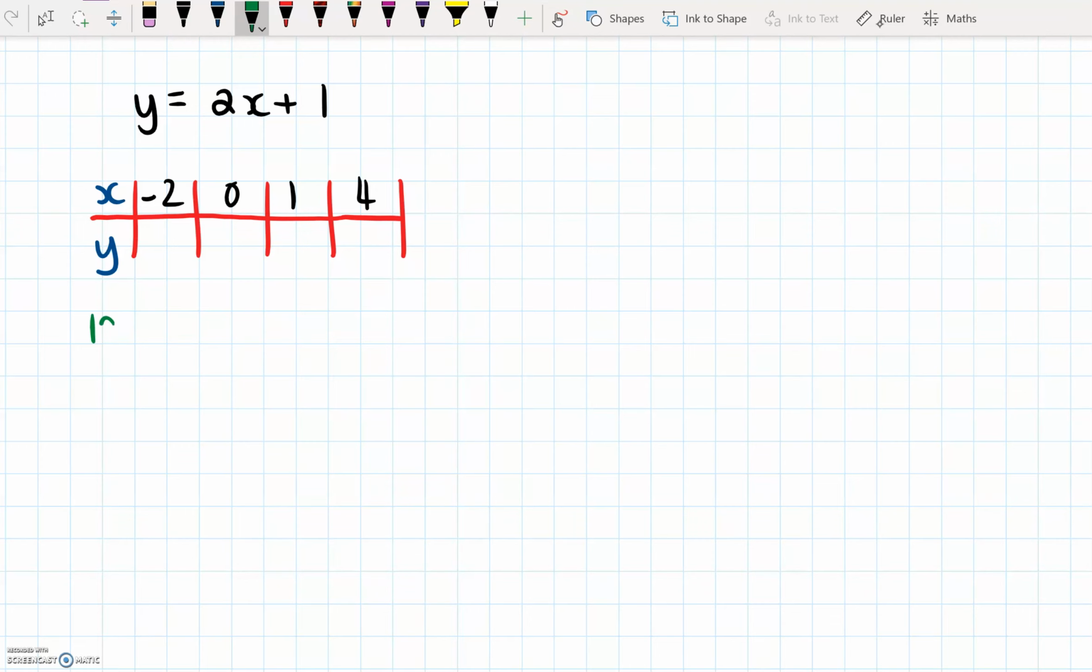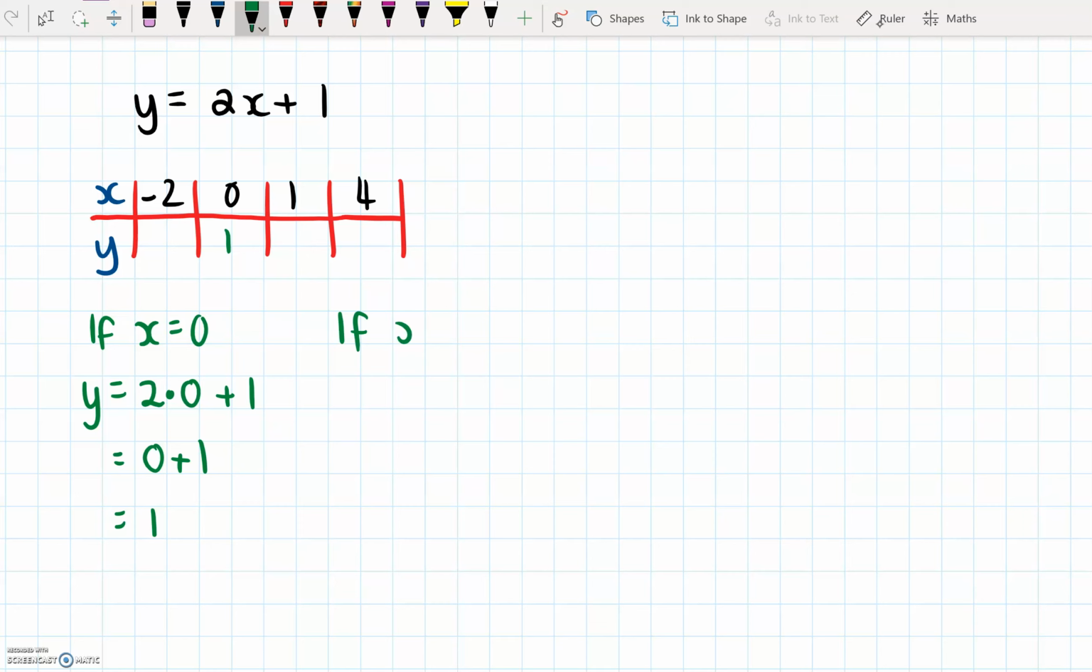So we start with if x equals, and I do the easy ones first, so 0. y equals, and remember we have 2x plus 1, so 2, and we substitute 0 for x. Instead of writing x, we're going to write 0. So 2 times 0 plus 1. 2 times 0 is 0 plus 1, so we just get 1.